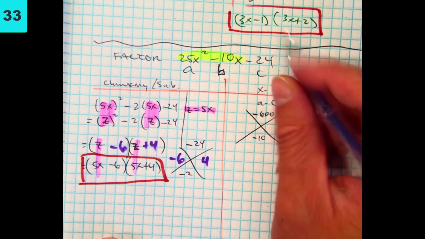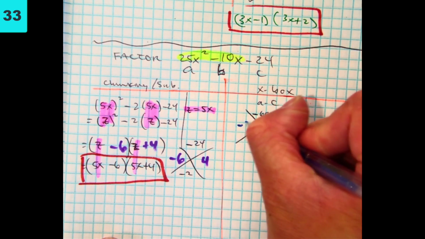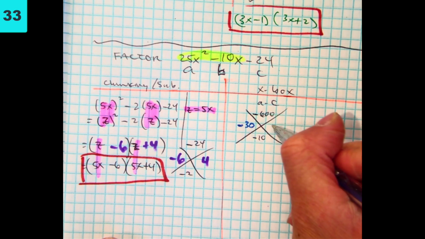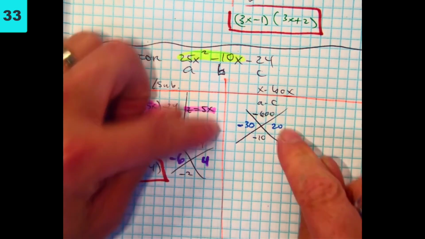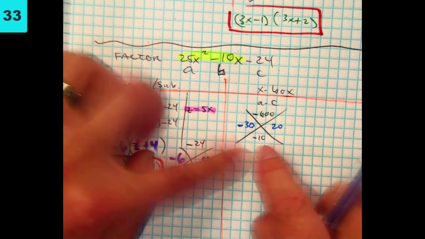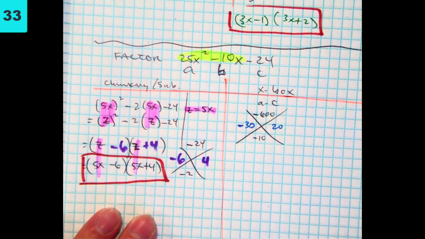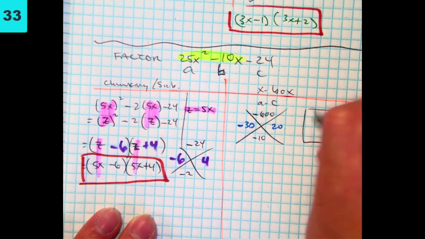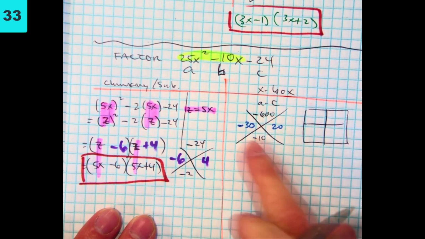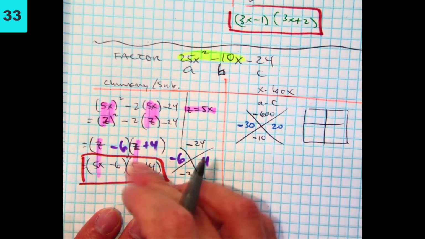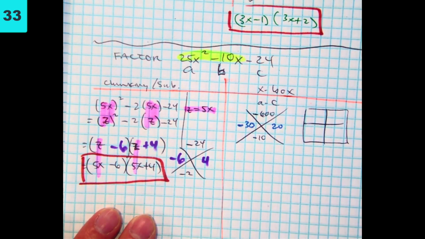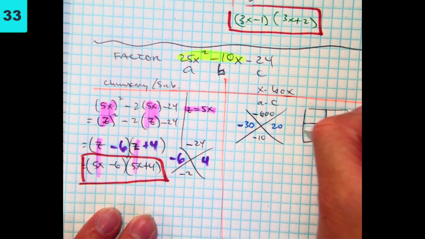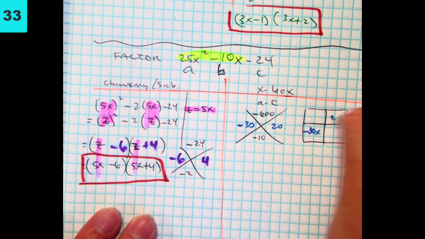Negative 30 and 20. These two multiply to be negative 600. Those add to a negative 10. If you're just barely grasping this X in the box method, just keep doing it. X in the box, X in the box. Negative 30x, 20x.